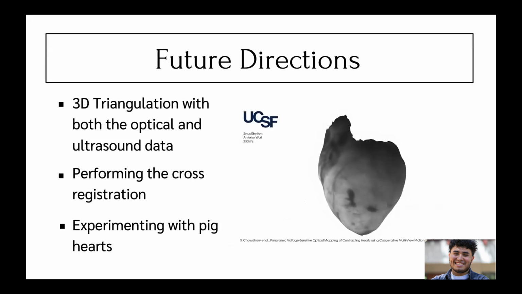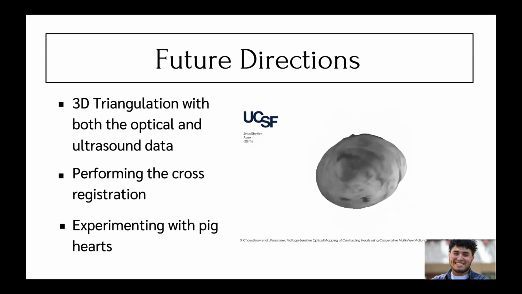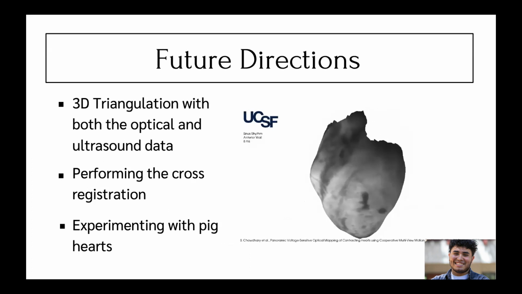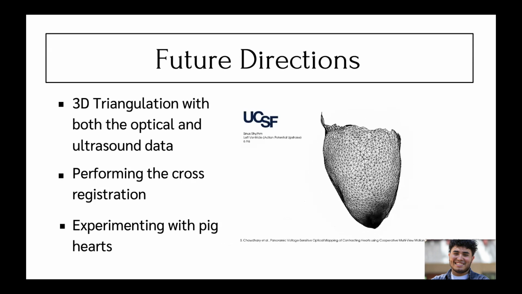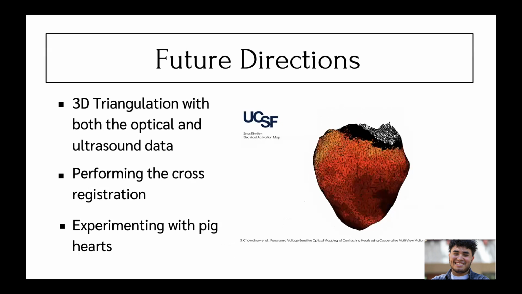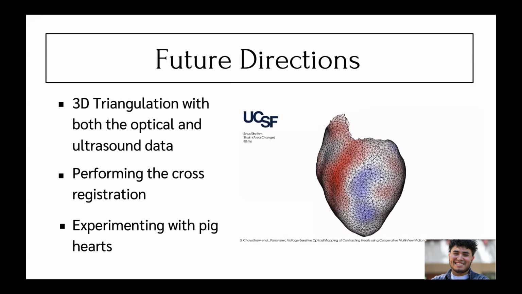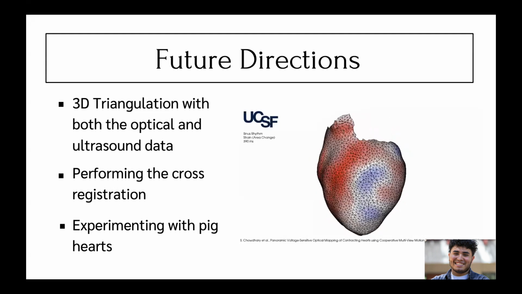As for future direction, it would follow that we complete the 3D triangulation with both the optical and ultrasound data, as I was only able to compute that for one of my designs, and that was just the optical data. Then, graduating to perform the cross-registration. And eventually we would like to graduate to working with pig hearts, as they're the closest anatomically to human hearts, instead of rabbits.